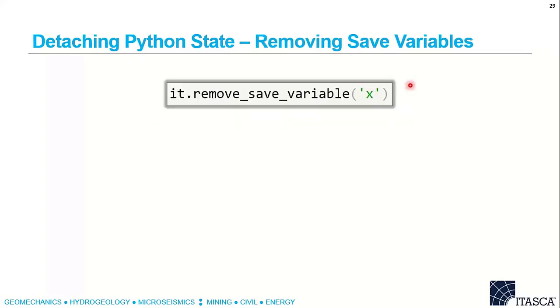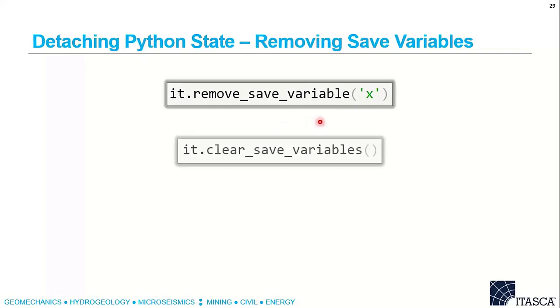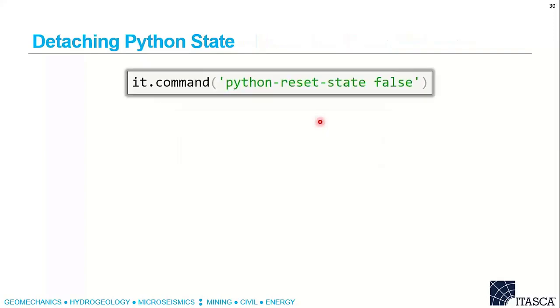You can also remove save variables once you've added them by calling the remove save variable function, or you can remove all save variables through the usage of the clear save variable function. Now we come back to this kind of command that we saw before. This command completely detaches the Python state as a whole. Rather than specific variables within your Python workspace, it detaches everything you have created within the Python workspace as of now, as well as any future variables and functions you create.